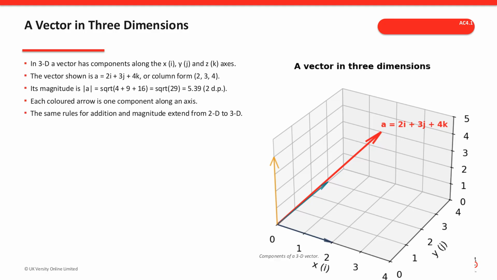Let's picture a vector living in 3 dimensions, with components along the x, y, and z-axes. The vector a equals 2i plus 3j plus 4k, or in column form (2, 3, 4), has 1 arrow along each axis. Its magnitude is the square root of 4 plus 9 plus 16, which is the square root of 29, about 5.39. Reassuringly, the same rules for addition and magnitude that we used in 2 dimensions carry straight over to 3.